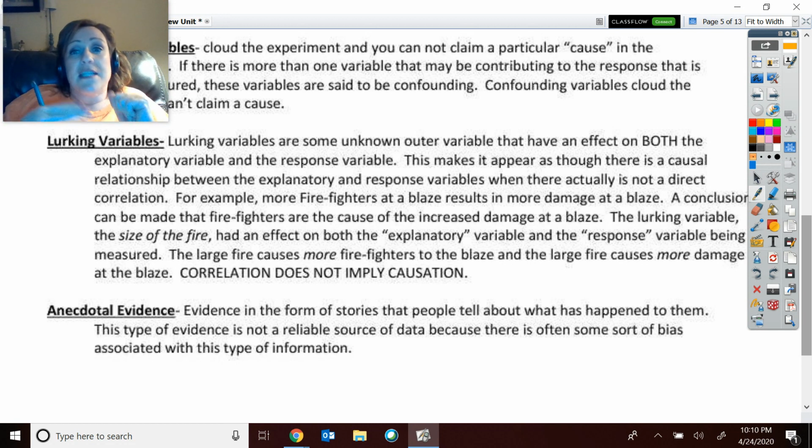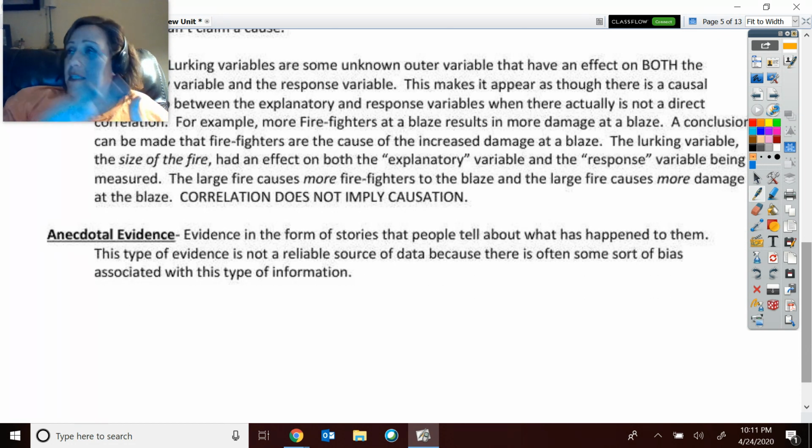You go into music and you are more educated, and then the result is higher SAT scores. The example we had in school a lot was that size of the fire affects the number of firefighters that go to the fire and the amount of damage. The firefighters are not the cause of all the damage. Okay, bigger fire causes more firefighters. Bigger fire causes more damage. Firefighters are not the cause of the damage. Just because there's a correlation does not mean causation. Okay? Just because you did music doesn't mean you get the higher SAT score or whatever.